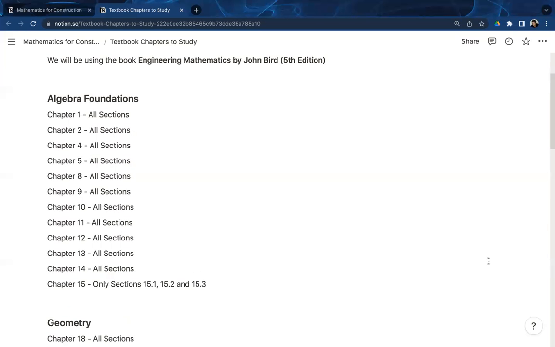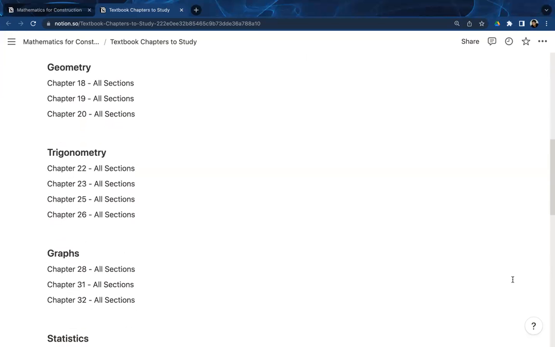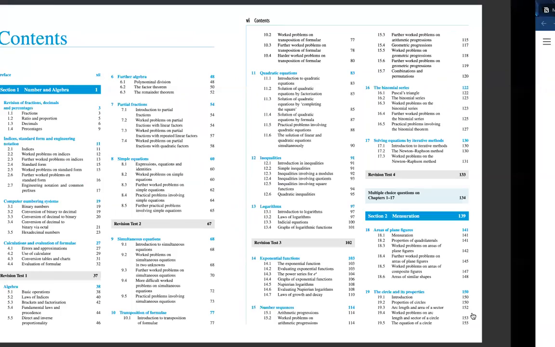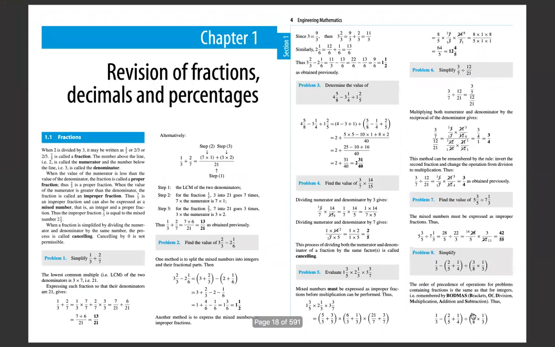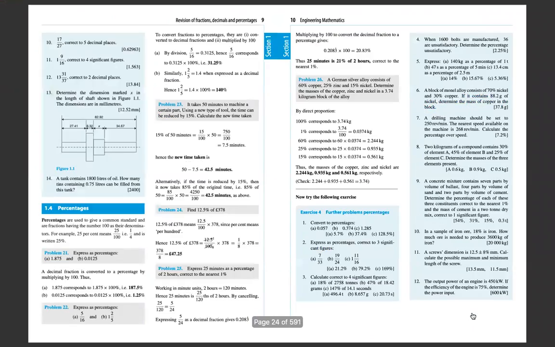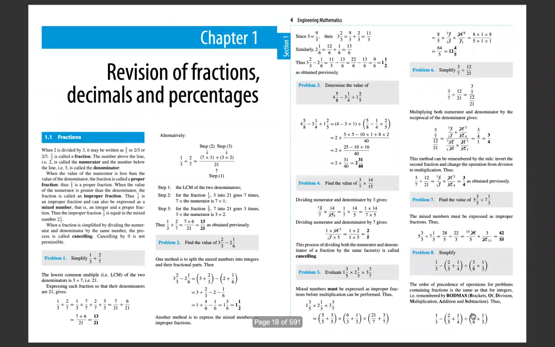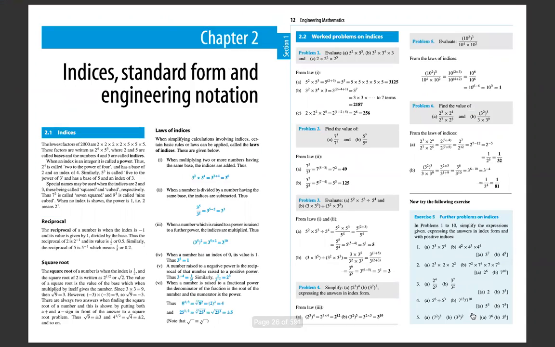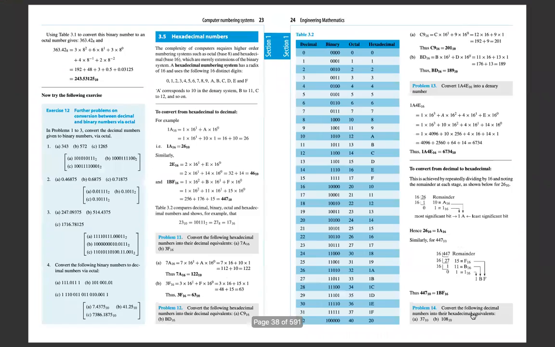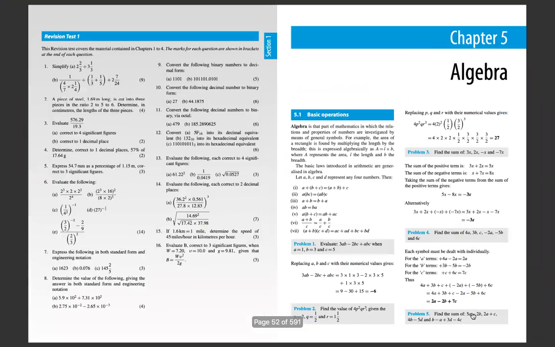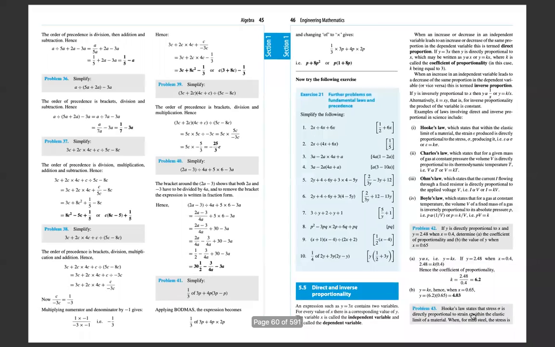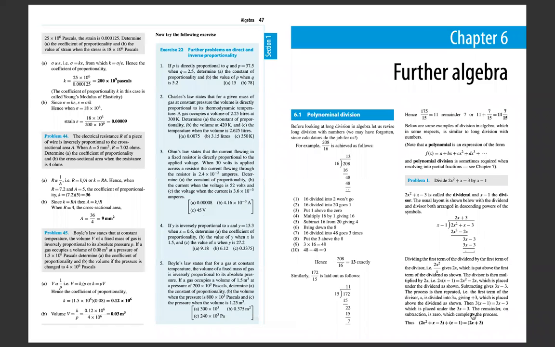You could do this in any other order, but we started with algebra. We're doing the algebra section first. We want to move on to geometry, trigonometry and graphs at some point, so these are the chapters for that. The chapters are very short, even though there are a lot of them. Chapter 1 is literally 6 pages with some problems under it. Look at the algebra chapter here, 9 pages.